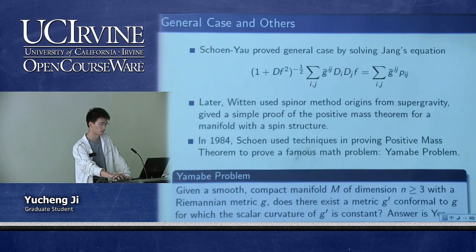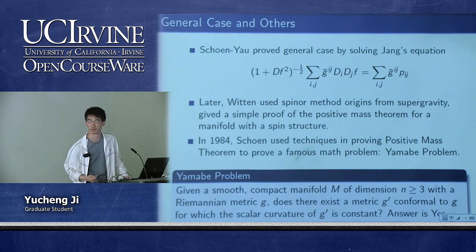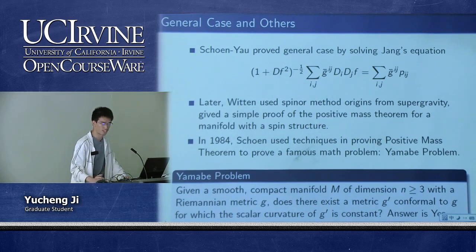The general case is they must solve a highly nonlinear equation called Yang's equation. Yang himself is a Korean. He didn't believe that this equation has a global solution, so he gave up the research, but Schoen and Yau went on and proved that it has a global solution, and they proved the theorem by using that.